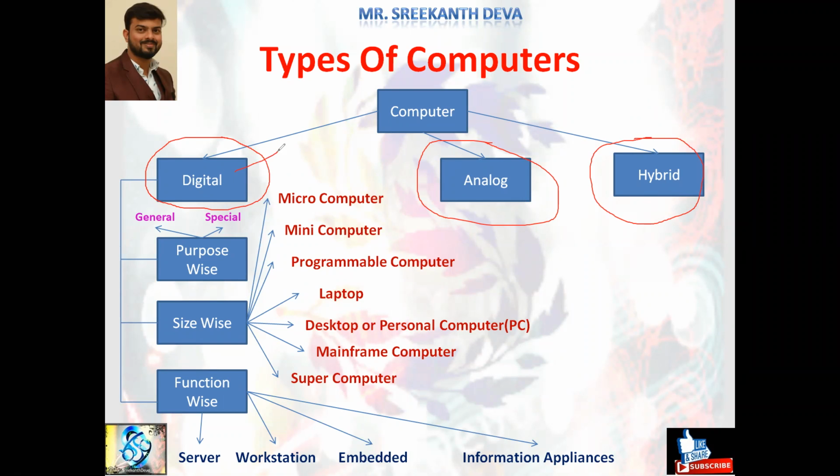Computers are categorized into three types: digital, analog, hybrid. Digital means discontinuous or discrete data. Analog means continuous data. Hybrid works on both continuous as well as discontinuous data; it is a combination of digital and analog computers. In this session we discuss what digital computers are, and the different types in detail.